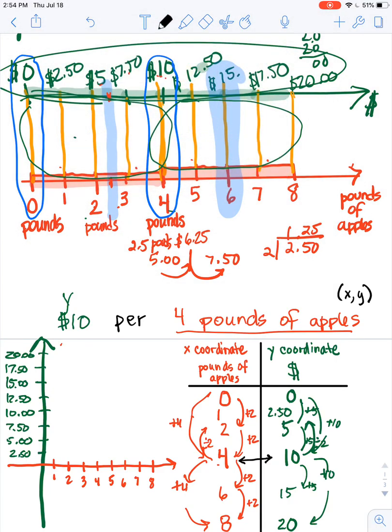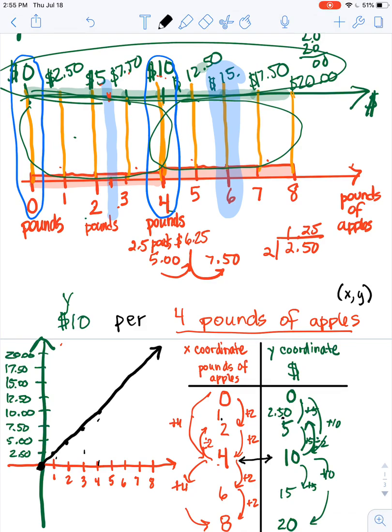So my first pair is going to be 0, 0. It's going to be this one. My second pair is going to be 1, 2.50. The way we've set it up, it's just going to go straight up. 2, 5, 3, 7.50, 4, 10. And you've got it. It's going to be a straight line.